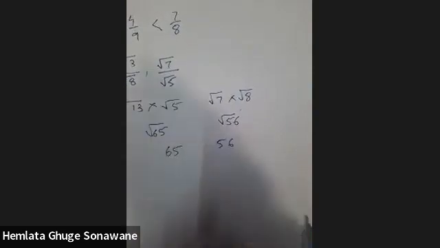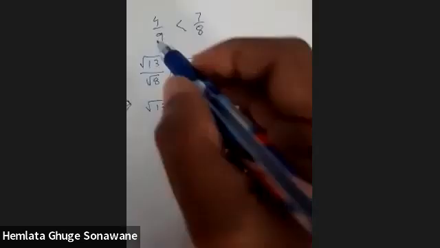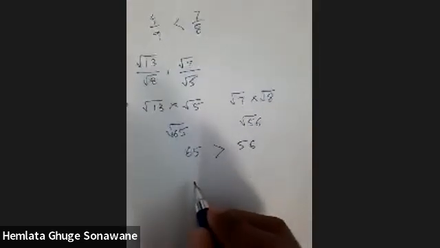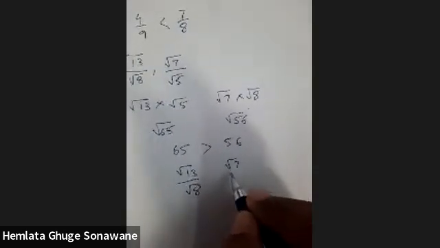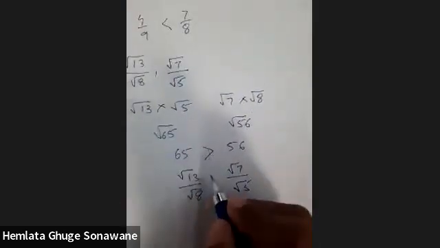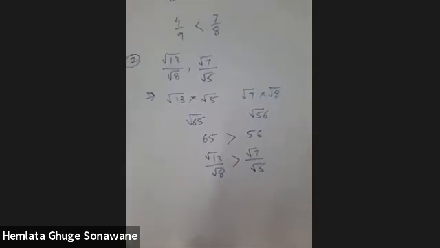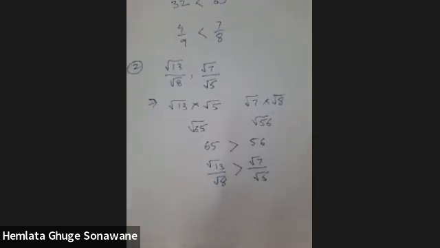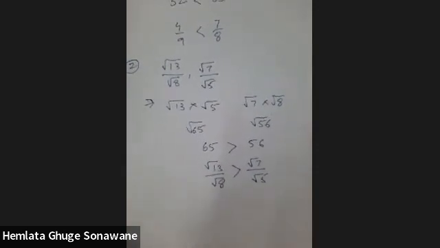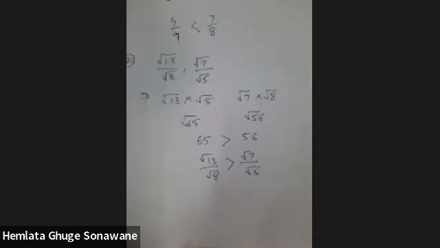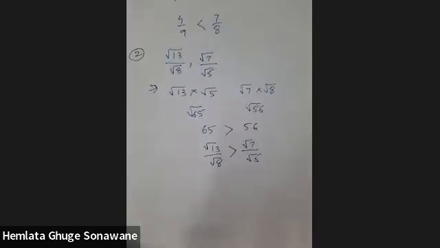Which one is the greater number? 65. We'll mark it like this. Again here we'll write the given pairs, that is under root 13 upon under root 8 and under root 7 upon under root 5. We'll mark the same here. Okay. In this way we have to compare the given pairs of ratios. Which one is smaller and which one is greater, that we have to decide by its cross multiplication.